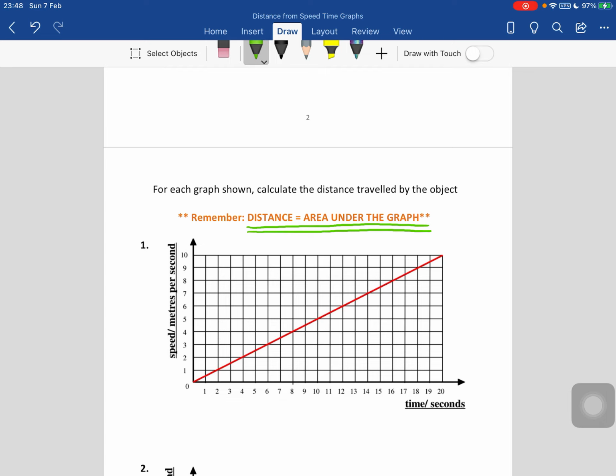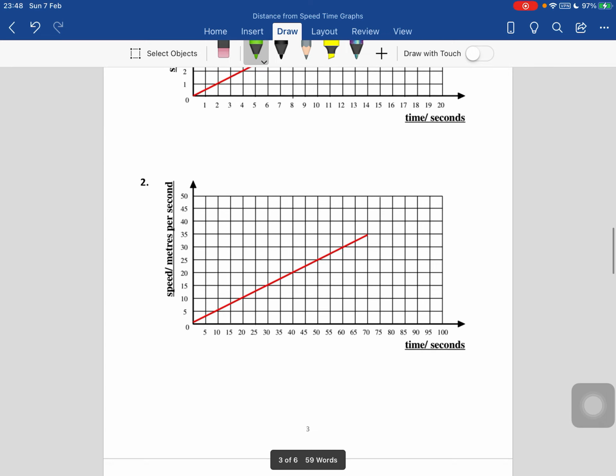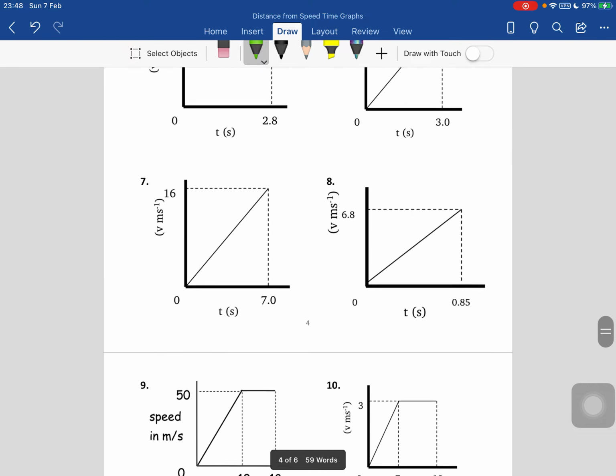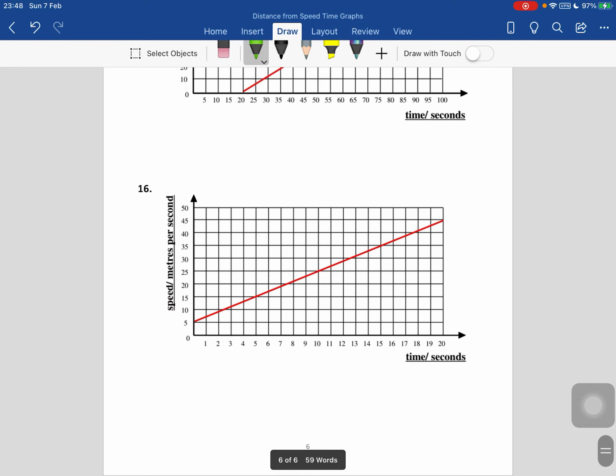Now that you've watched this video, you can have a go at least a couple of the problems on each of these pages in this document.